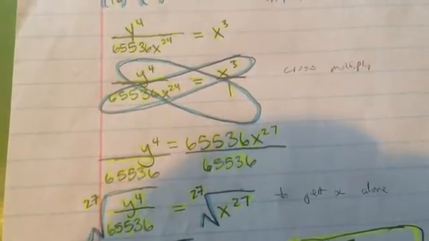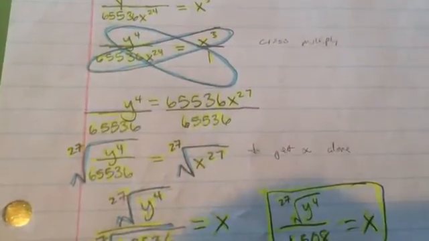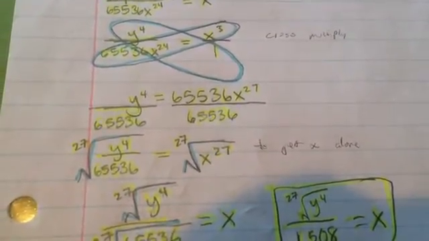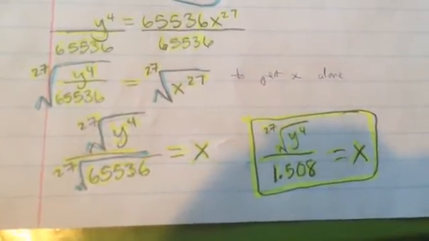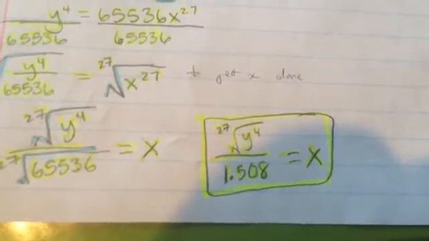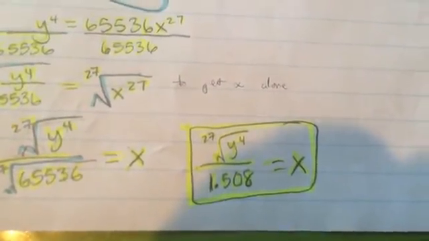And both of those are over 65536. Now to get x alone, we're going to take the root of both sides and put the root to the 27th power. Once we do that, we calculate our final answer to get 27th root of y to the 4th power over 1.508, and that equals x.